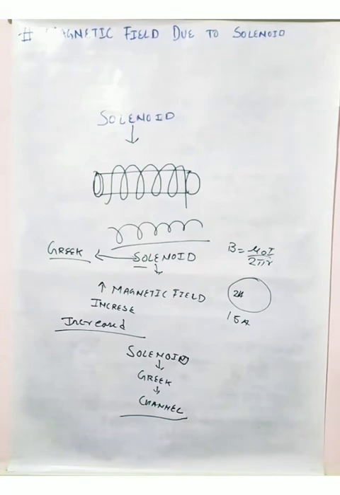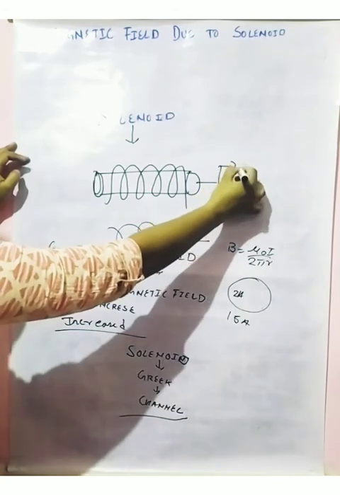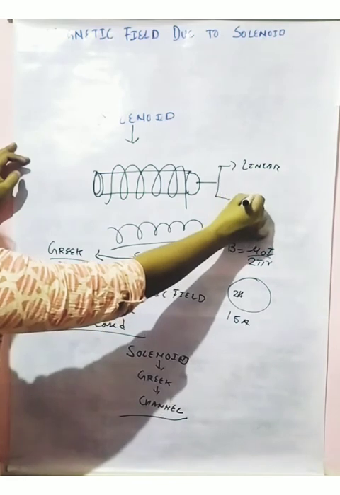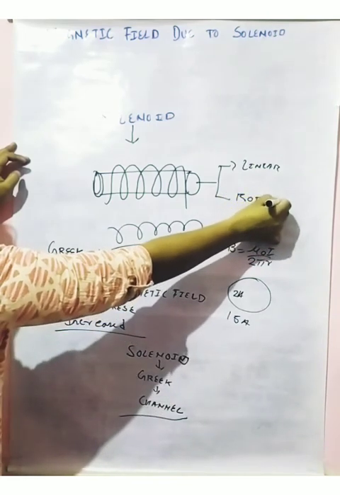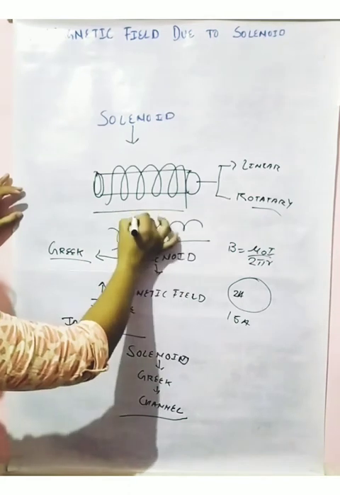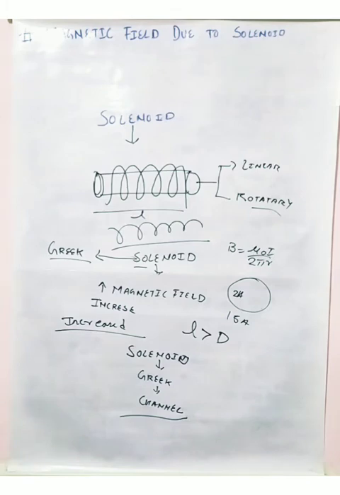Now we are going to talk about how many types of solenoids there are. Solenoids are basically of two types: linear and rotatory. A linear solenoid is one in which the length is always greater than its diameter. This is the example of a linear solenoid, and the rotatory solenoid, which is a toroid, we are going to talk about in the next video.